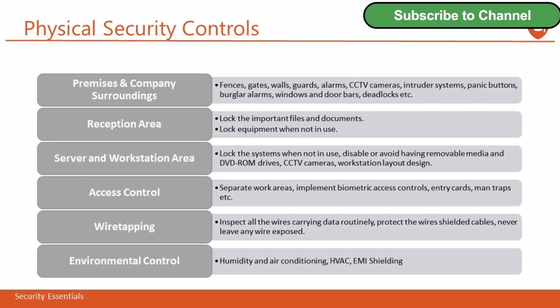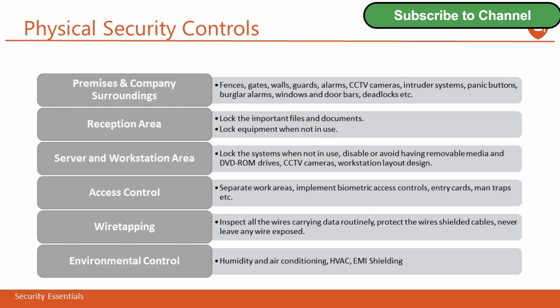Second one is the reception area. Your reception area is your front area, your front door, and if it's not secure, neither is your building. So lock the important files and documents. Lock equipment when not in use. Lock the server and workstation areas. Lock the system when not in use. Disable or avoid having removable media and DVD-ROM drives, and consider CCTV cameras, workstation layout design, etc. Have you secured your server? Have you secured your workstation area from physical threats?